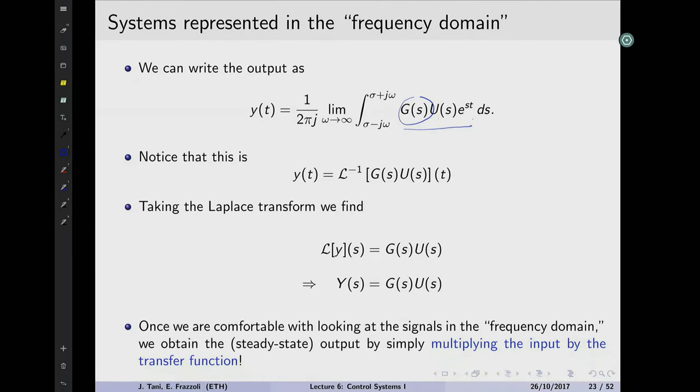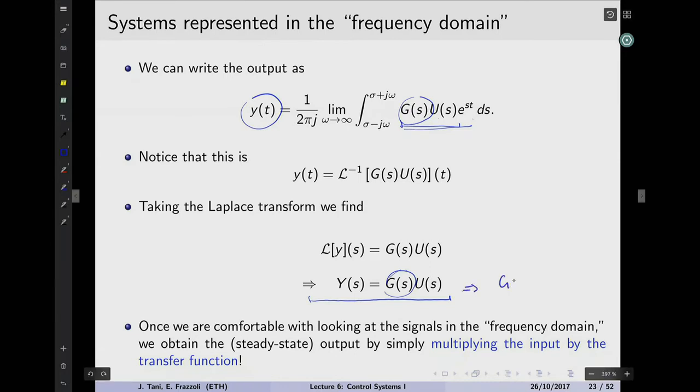And we can see here that really y(t) is nothing but the inverse Laplace transformation of G(s) times U(s), which brings us to this conclusion that we had already introduced, so it's not really a surprise to us. But it shows us that in the general case, the transfer function is nothing but the map, the relationship between the input and the output of a linear time invariant system at steady state.